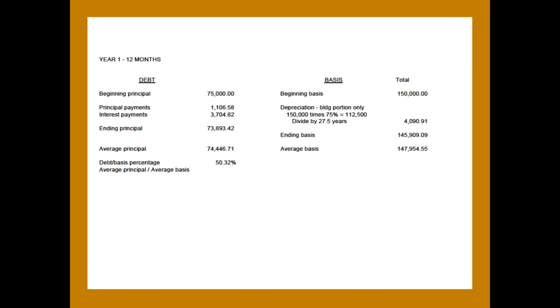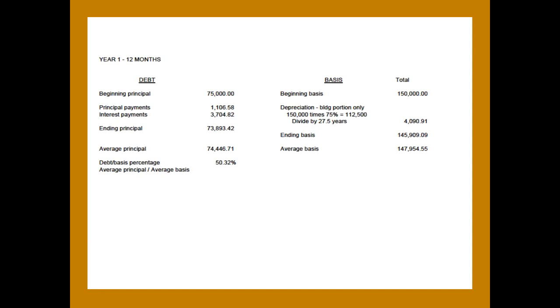All right? So then you do the same sort of thing. Here's my beginning basis, and here's my ending after I've taken my depreciation, and I come up with an average. So there's your 2 numbers, okay? So the number on the top is the $74,446. The number on the bottom is the $147,954. Your percentage is 50.32%.